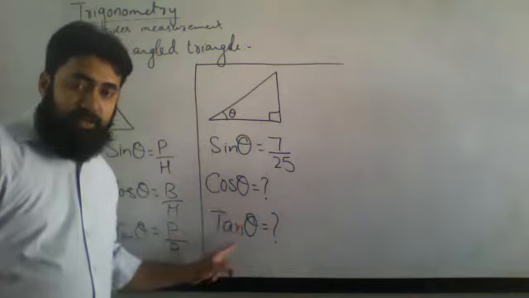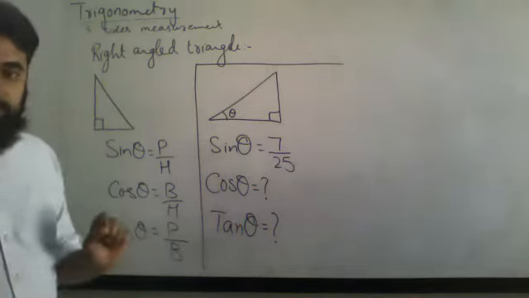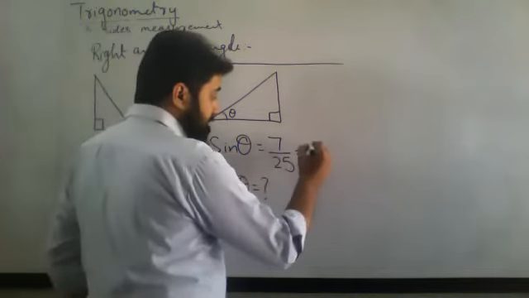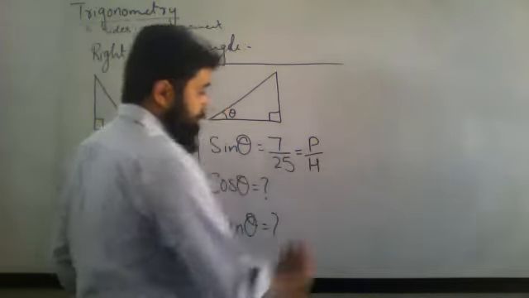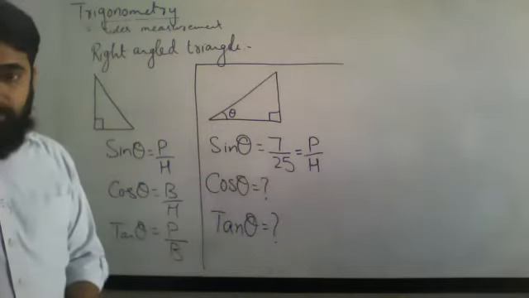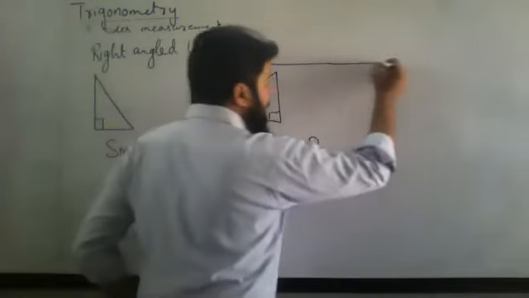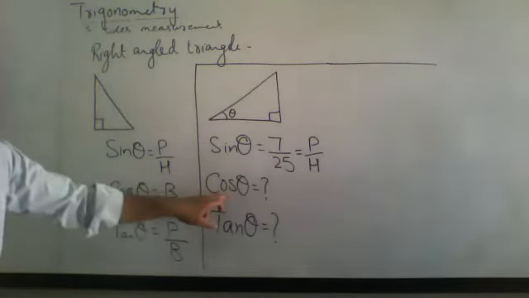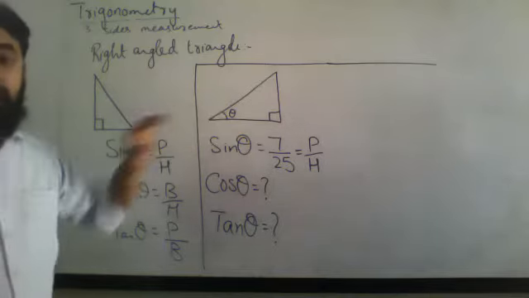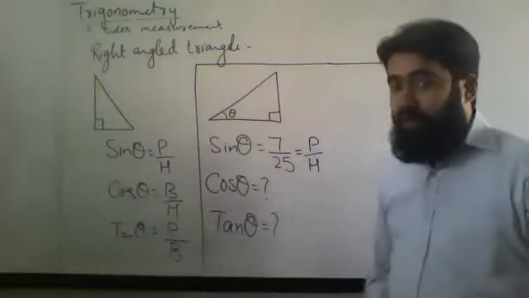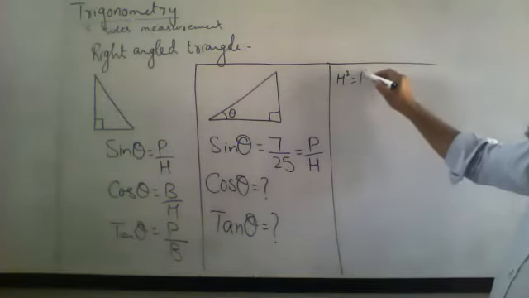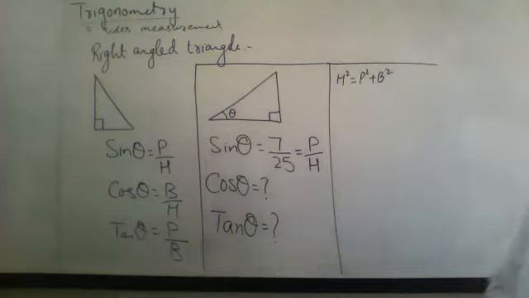In order to find these, first thing, sin theta is perpendicular over hypotenuse, which is the formula. So hypotenuse is 25 and perpendicular is 7. Of course, as I have told you, if sine theta, cos theta, tan theta is being applied, it is always on a right angle triangle. And we know that for a right angle triangle, we have a formula: hypotenuse square equals perpendicular square plus base square.